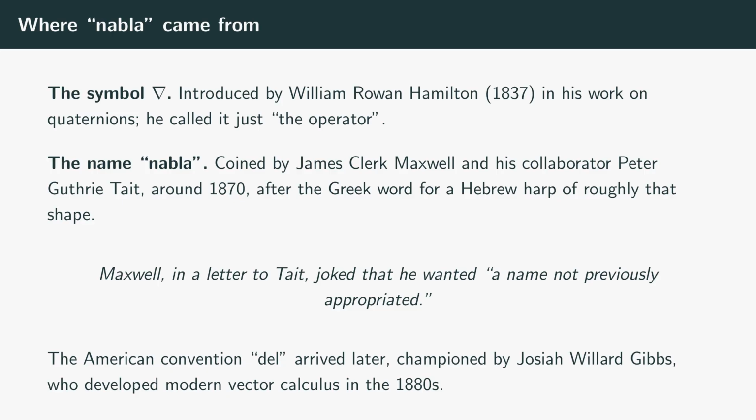roughly like an upside-down triangle. Maxwell, in a letter to Tait, reportedly insisted on a name not previously appropriated, which is very on brand for Maxwell. The American name del, short for delta, came in through Josiah Willard Gibbs at Yale, who reshaped Hamilton's quaternion formalism into the modern vector calculus you learn today. So when you write del f, you are looking at a Scottish pun on a Phoenician musical instrument, drafted into 19th century physics and surviving to your textbook. Either pronunciation is fine, the operator is the same.